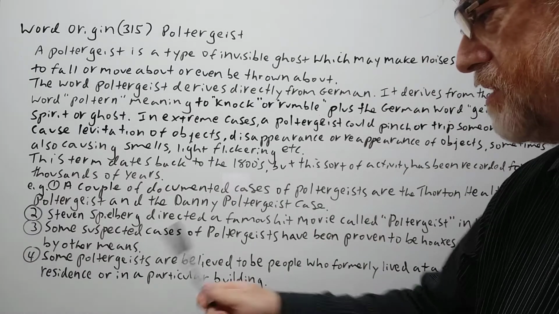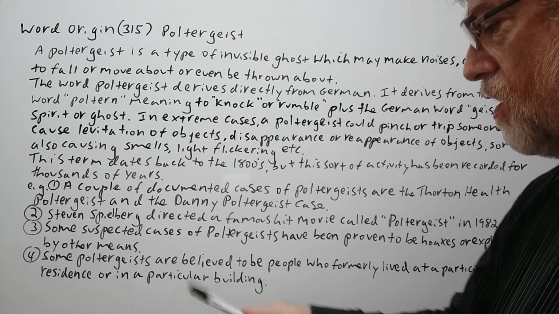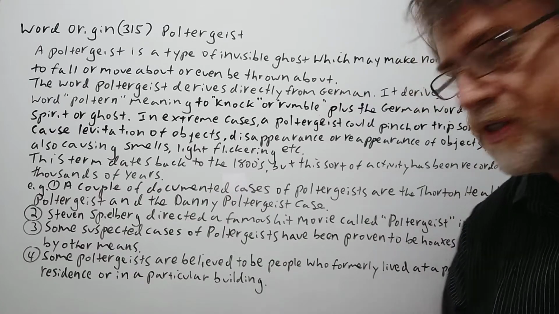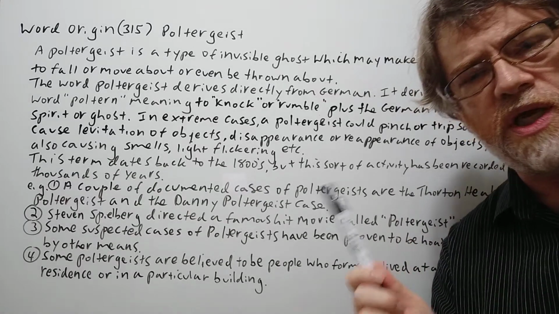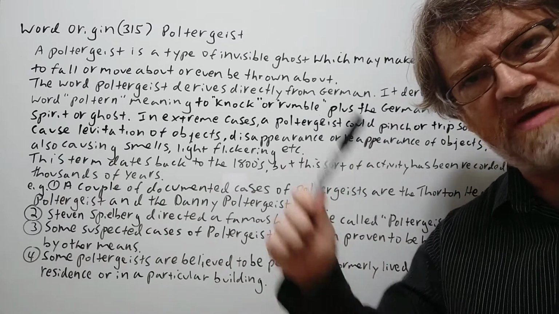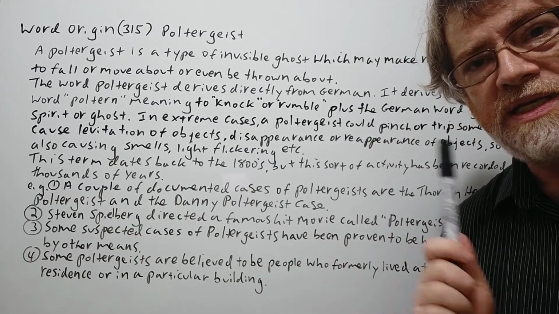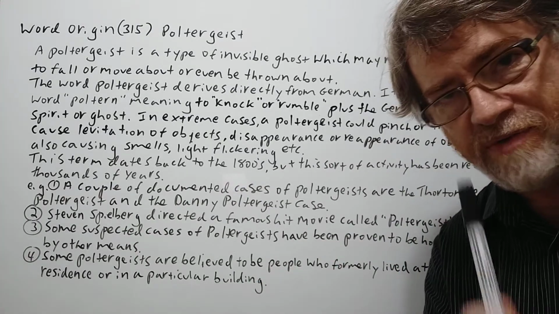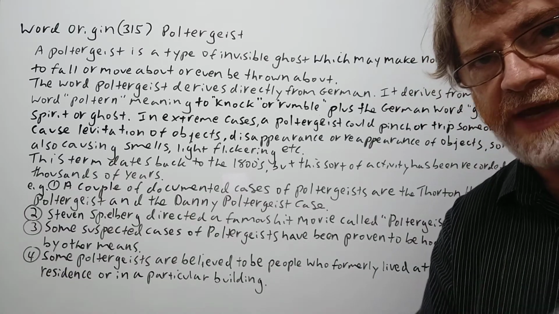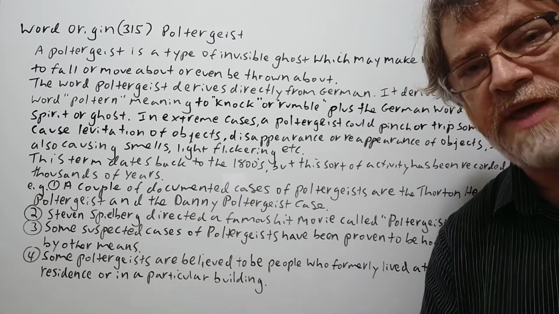All right, and the last one here. Some poltergeists are believed to be people who formerly lived at a particular residence or in a particular building, like that boy Danny, or in other cases. I think this Thornton one also, this was I think of some old farm or something, but it could have been a long time ago. It could have been like a century ago or something like that. So a lot of the cases, if they're really believed to be true poltergeist cases, sometimes it was people that had lived in those places in former times, or maybe something tragic happened to them there in former times.